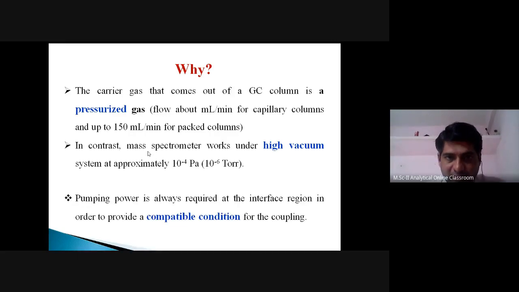And this can be done by using pumping power. Pumping power means something which will pump out the gas or pressure. Okay, this will be required at the interface region in order to provide a compatible condition for the coupling.